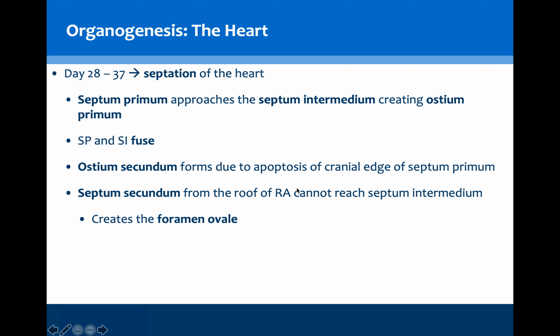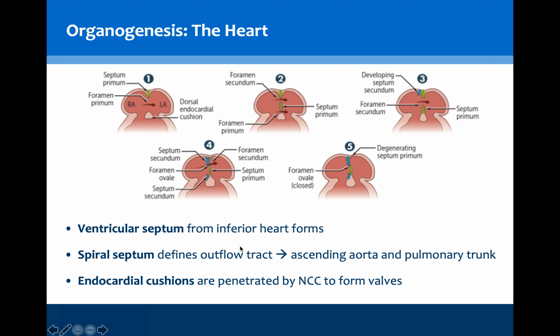But during the same time, the ostium secundum, the second hole, forms due to apoptosis at the cranial edge of the septum primum. And shortly thereafter, the septum secundum is going to grow from the roof of the right atrium, but does not quite reach the septum intermedium. This will create the foramen ovale. So let's have a look at this in a diagrammatic form.